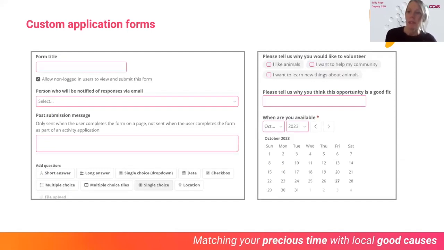Another quite unique feature, I think, really to Volunteer Cambs that you can complete when you're creating your volunteer opportunity is a custom application form. So this relates to how a volunteer can get in touch with you.